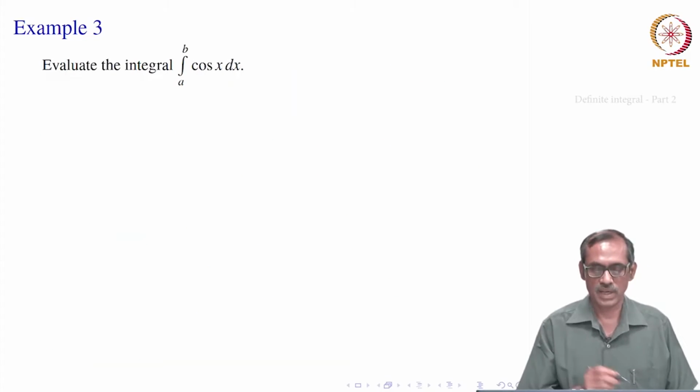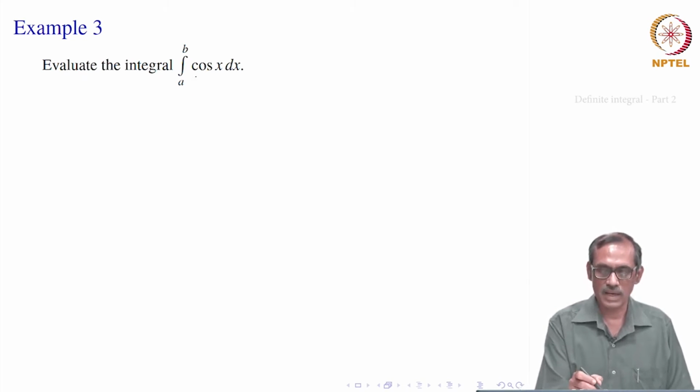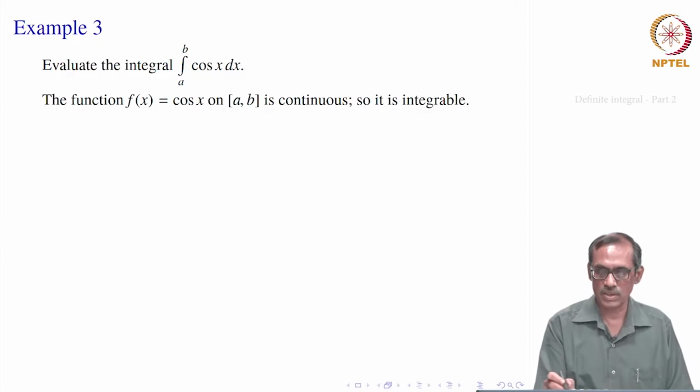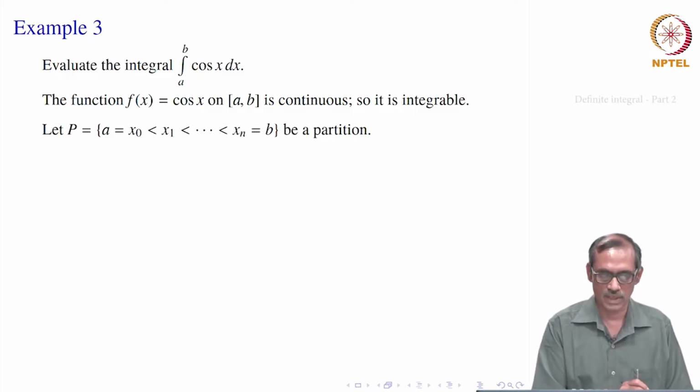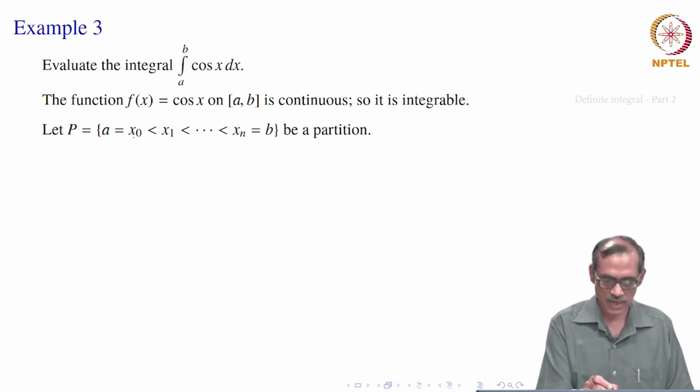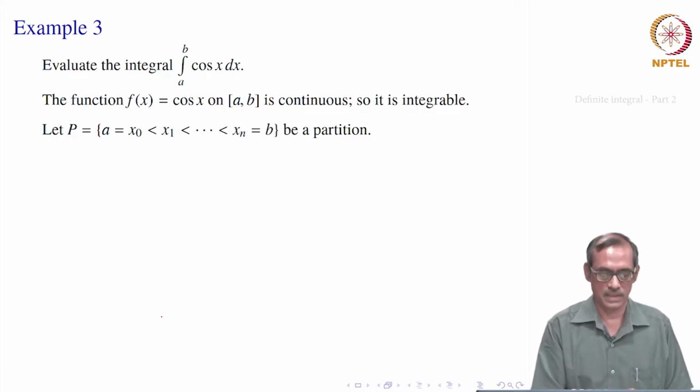Okay. So, let us take not a very easy case. Evaluate the integral from a to b of cosine x dx. First thing is the integral exists, and that is so because cosine x is continuous on the closed interval a, b. So, it is integrable according to our theorem. Now, you choose any partition p, which is say a equal to x0 less than x1 ... less than xn equal to b. Let that be a partition.